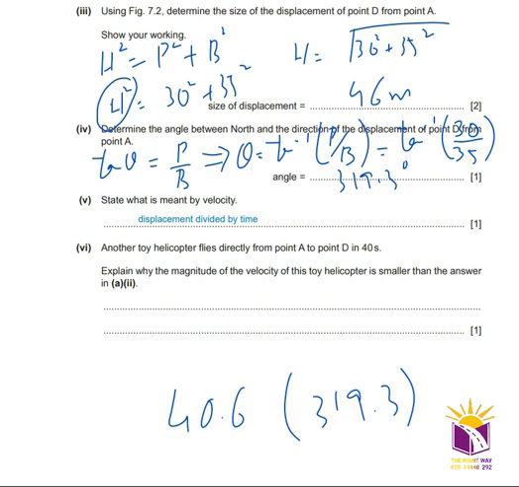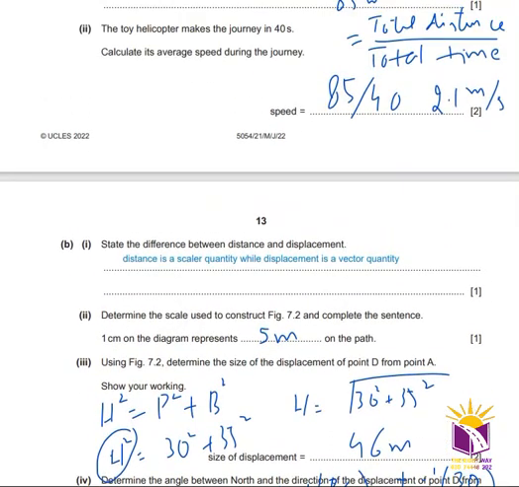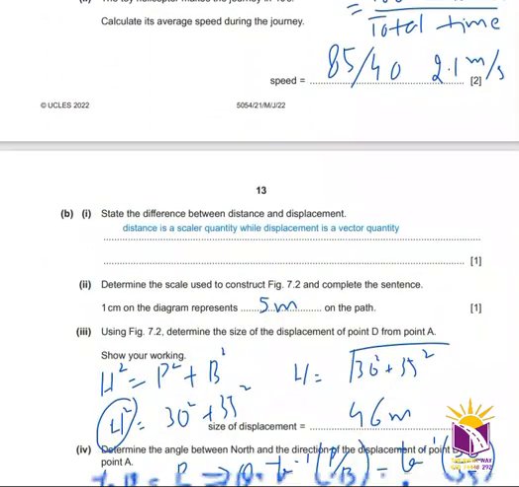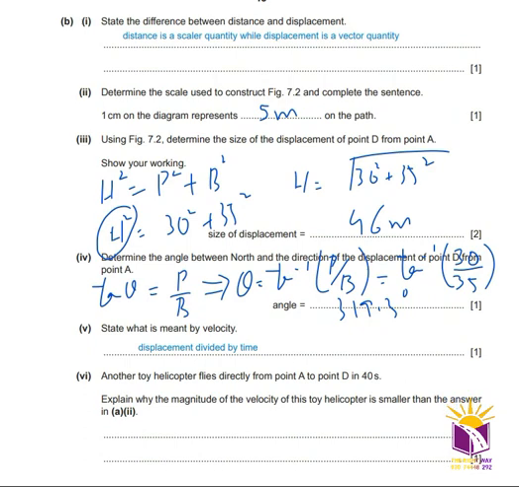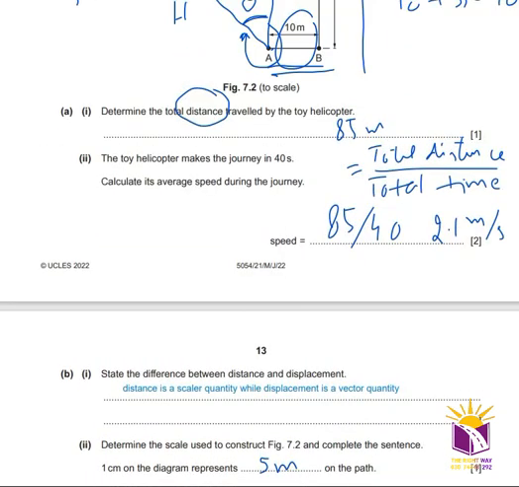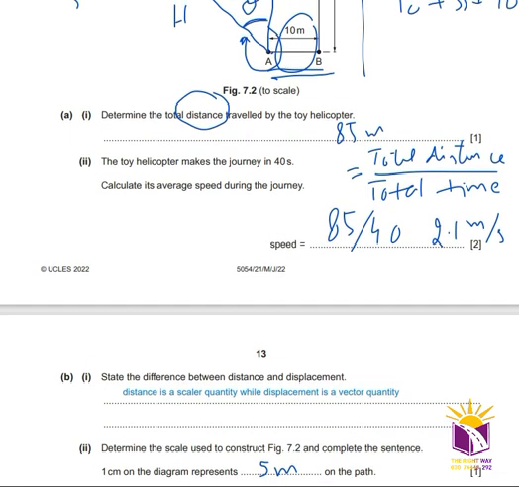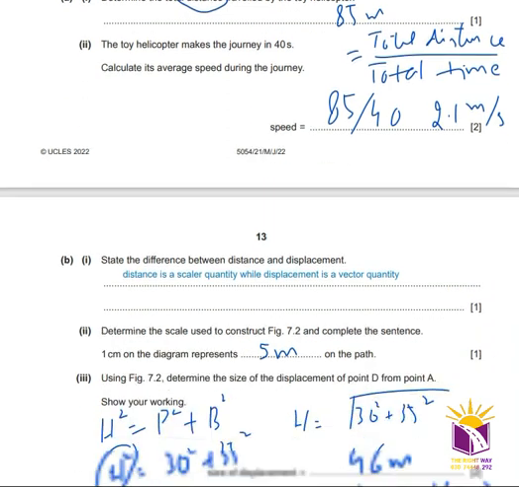Okay, question number 7, part B and part number 6. Another toy helicopter flies directly from point A to point D in 40 seconds. Explain why the magnitude of the velocity of this toy helicopter is smaller than the answer in A2. What is the answer in A2? A2 is 2.1 meter per second and it will be equal to 85 divided by 40.